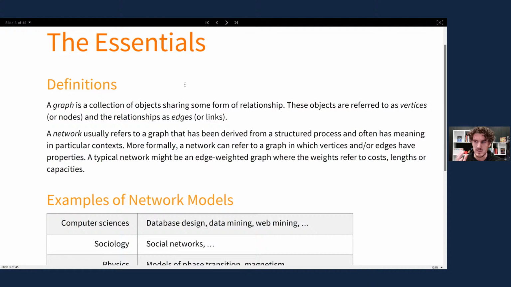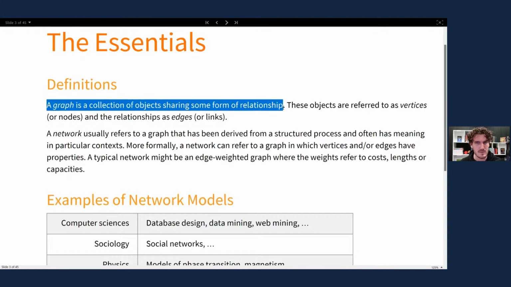What Wolfram language wants to do is take a graph, which is really just a collection of edges and vertices, and show that to us in a meaningful way. So that's all a graph is. A collection of objects sharing some form of relationship. The objects themselves are the nodes and the relationships between them are edges.